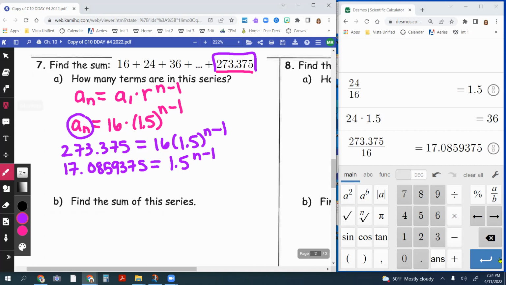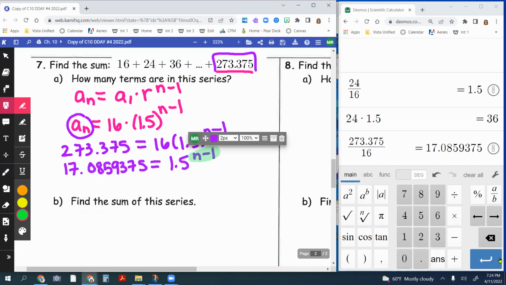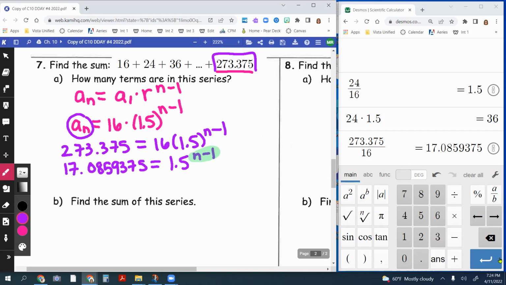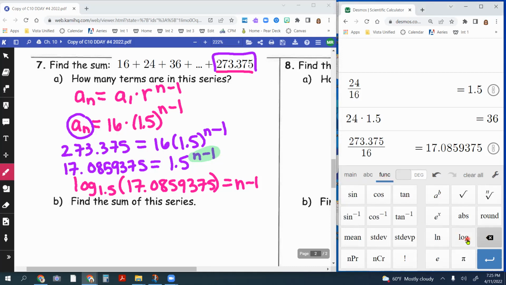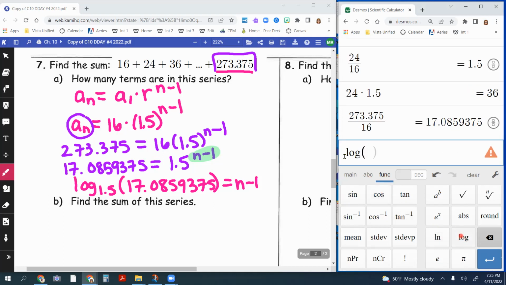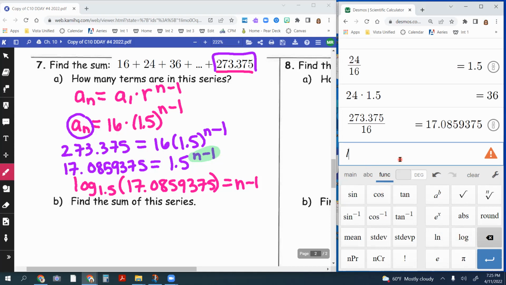So now I'm trying to solve for my exponent. So when that happens, I need to use logarithms. So I'm going to take log base 1.5 of 17.0859375. And that's going to be n minus 1. Let me see if we have logs here. We do, but it's not the log I want. Let's see if I can actually. Let's see if it'll let me type it in. It may not. Let me try.